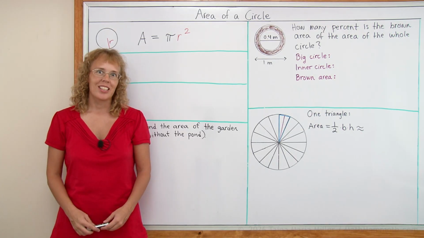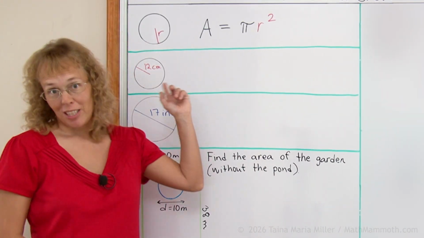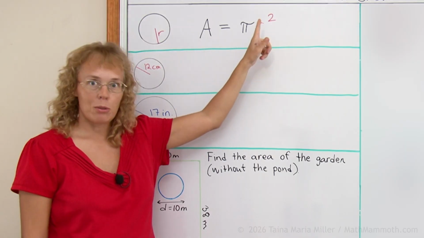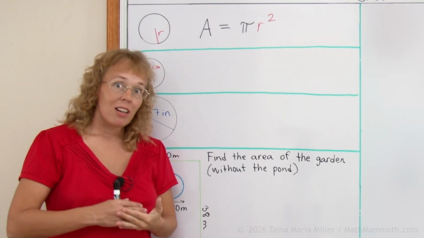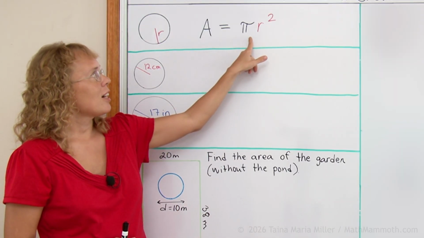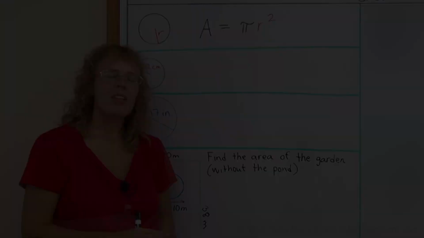In this lesson we're going to study the area of the circle. I'm just going to give you the formula right off the bat. It's area of a circle equals pi times r squared. R squared means r times r, and r is the radius. So pi times radius squared is the area of a circle.